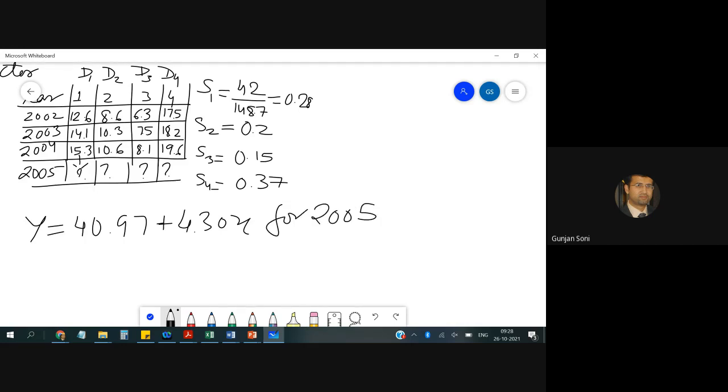the next thing that we are going to do is find out what will be the demand for 2005. So that means what will be the value of X? Can anyone tell what will be the value of X for 2005? What will be the value of X for 2005? Yes.